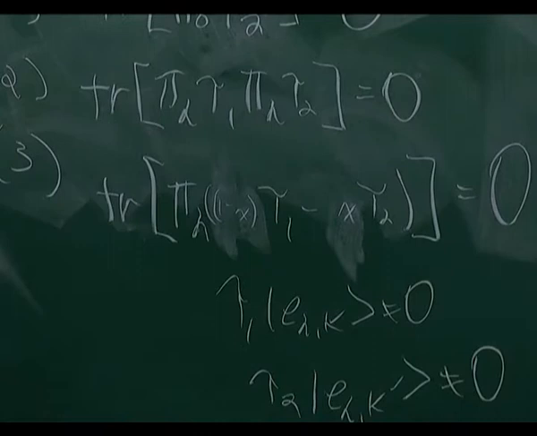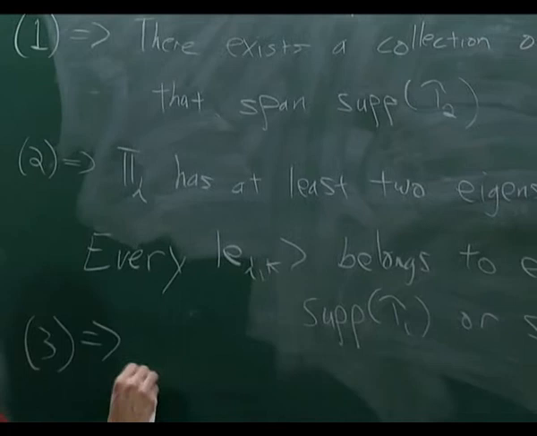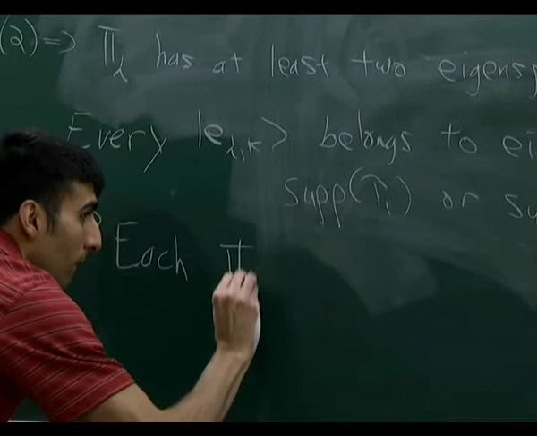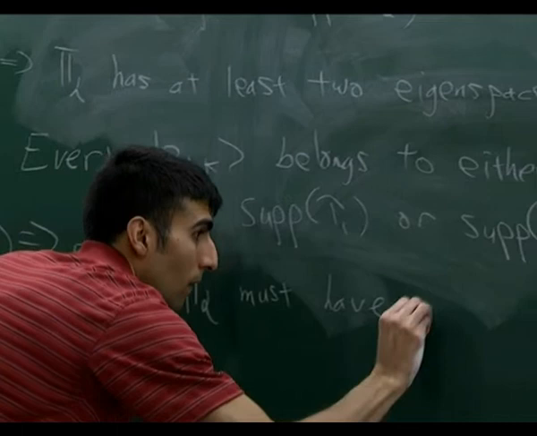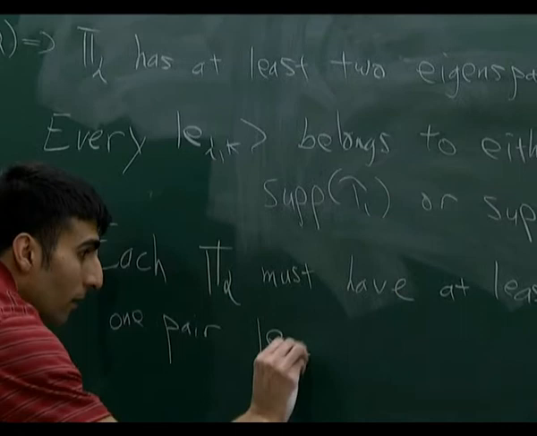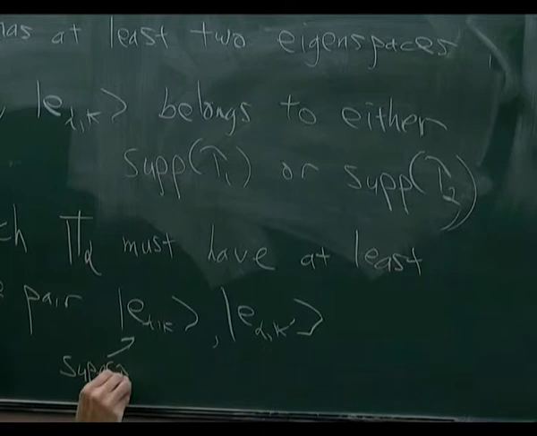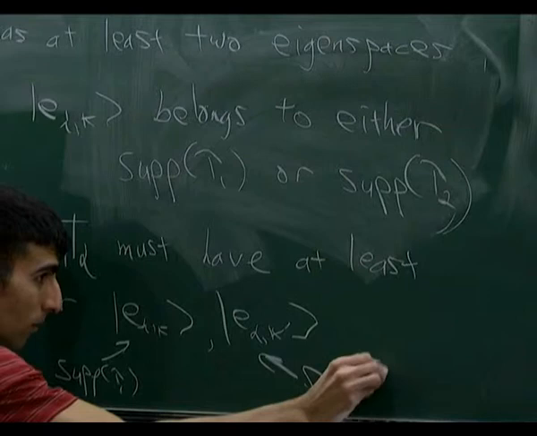Question? No? Okay. At least one pair, say it's E lambda k and E lambda k prime, such that this one is in the support of tau 1 and this is in the support of tau 2. Okay. All right.